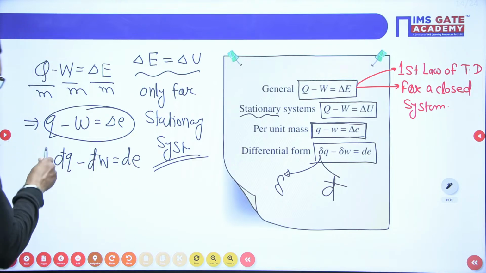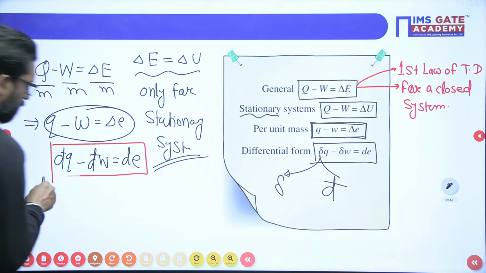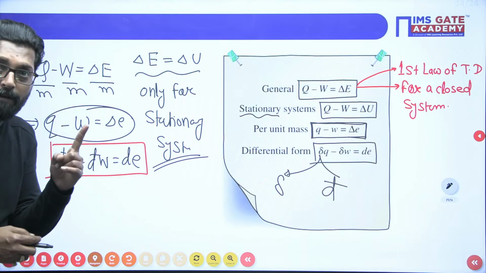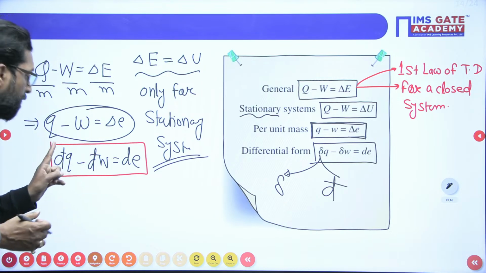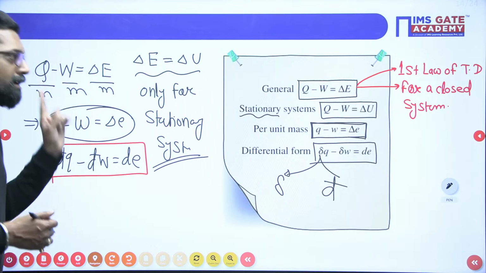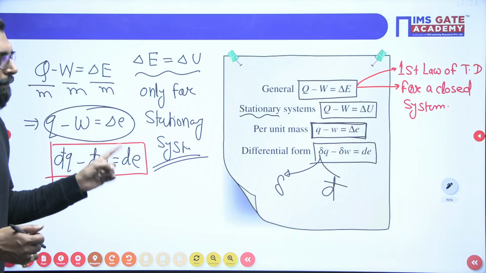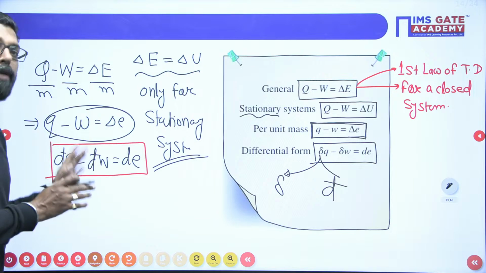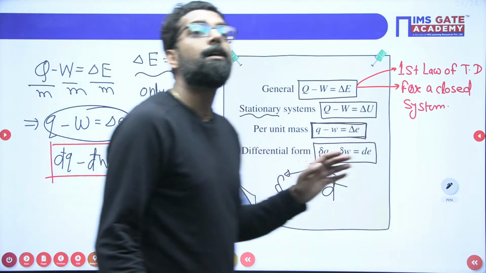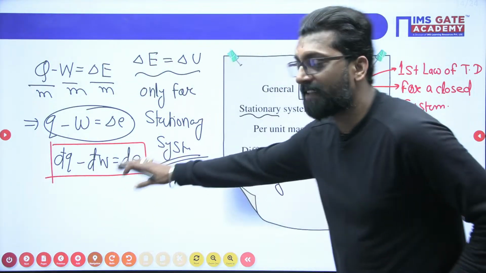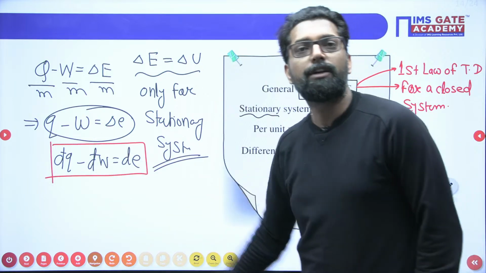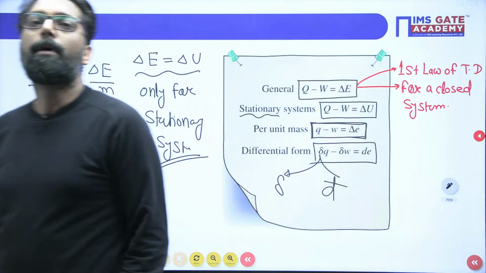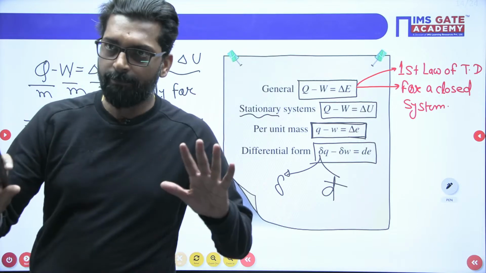What is the limitation of this equation? Sir, this equation is the first law of thermodynamics for a process. Number second, sir, this equation is applied for the closed system. Number third, this equation is for the per unit mass basis. That means energy per unit mass basis. Clear?